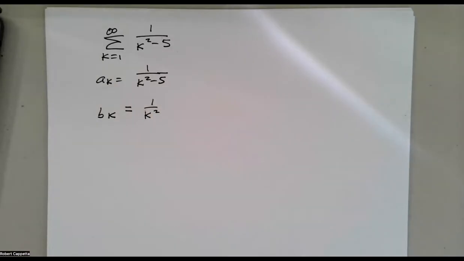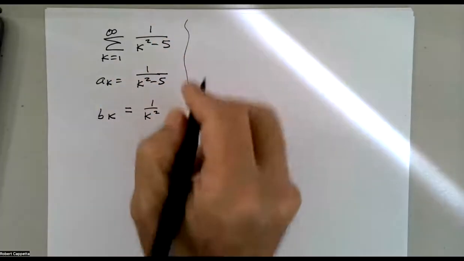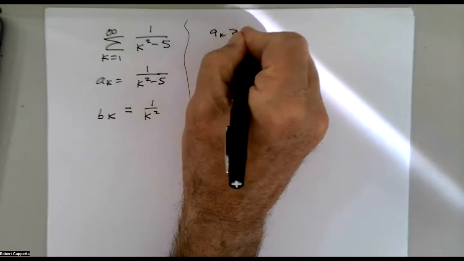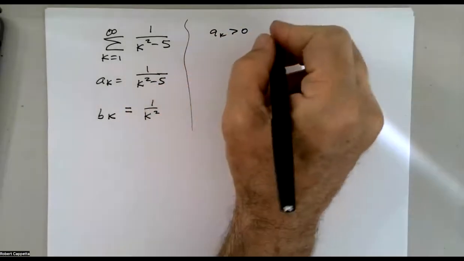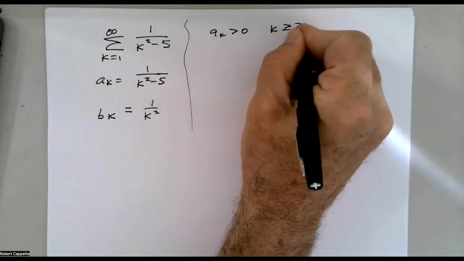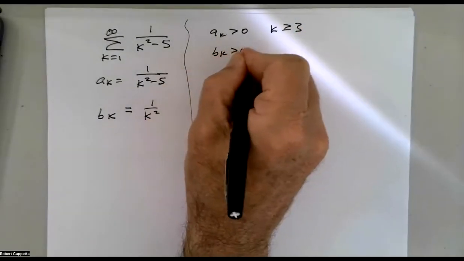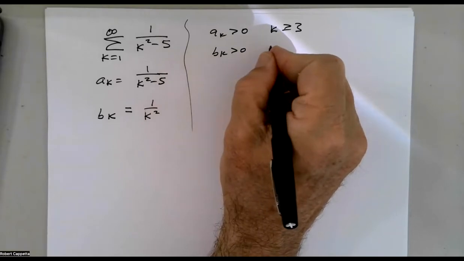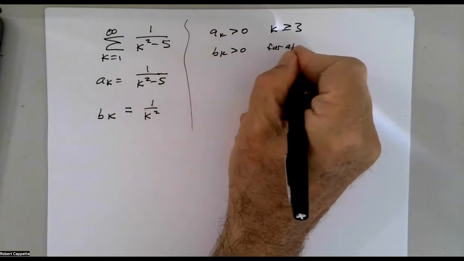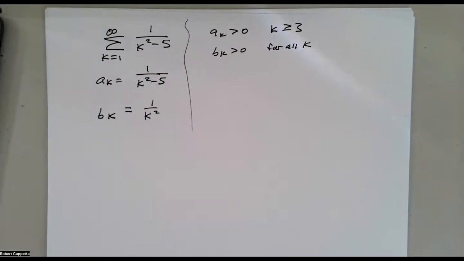Now, how does this work? What are we going to say for our discussion here? Typically, we want these sequences to be positive. So a sub k is positive eventually, once I get beyond 3, or k greater than or equal to 3. So as long as it's positive eventually, b sub k is positive for all k. So a sub k and b sub k are positive. So that's one of the things that we need.